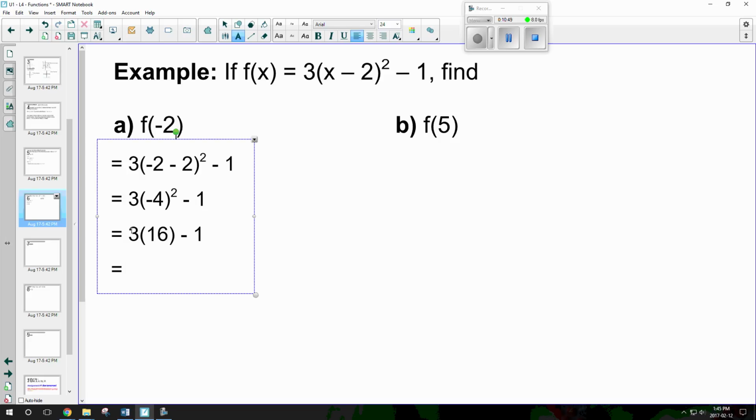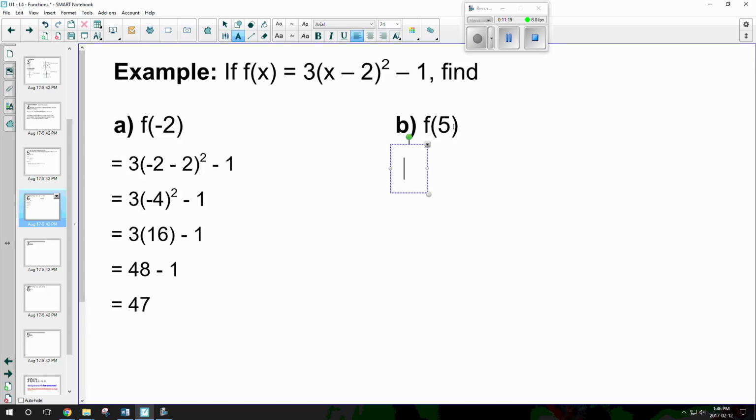And then we need to do 3 multiplied by 16, which is 48. And then we have the minus 1. And then minus out our 1, so we get the value of 47. So in this function, when our x is equal to negative 2, we have the value of 47.